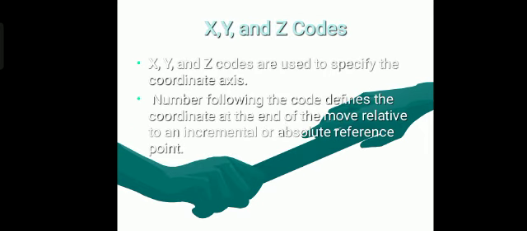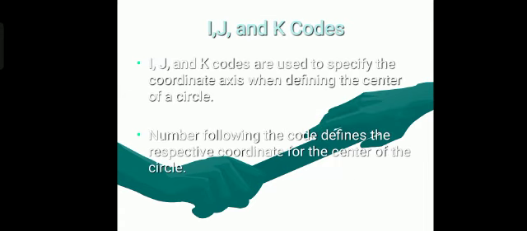X, Y and Z codes. X, Y and Z codes are used to specify the coordinate axis. The number following the code defines the coordinate at the end of the move relative to an incremental or absolute reference point. I, J and K codes. I, J and K codes are used to specify the coordinate axis when defining the center of a circle. The number following the code defines the respective coordinate for the center of the circle.